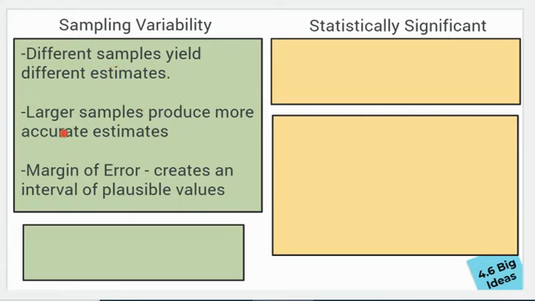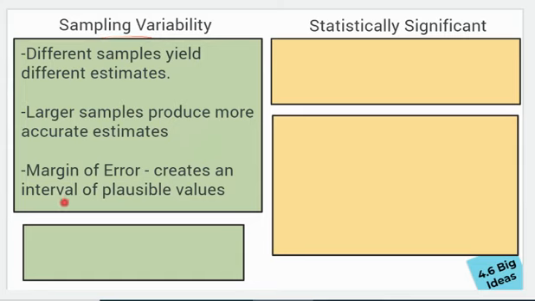Another fact about sampling is this: larger samples are going to produce more accurate estimates. So if I have a sample size of 20, that's going to give me an estimate of some kind of parameter. But if I increase that sample size to 50 or 60, this larger sample is going to give me a more accurate estimate. Okay, that's just a fact that we need to know.